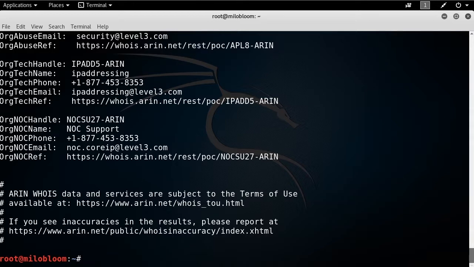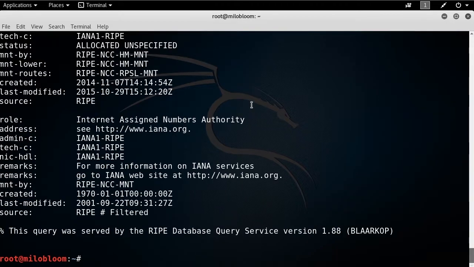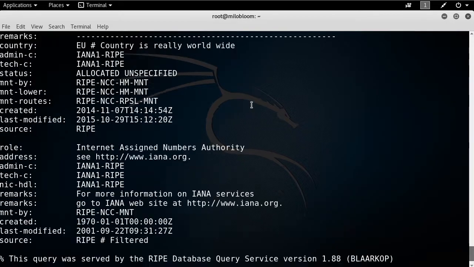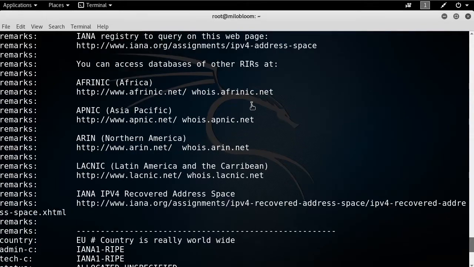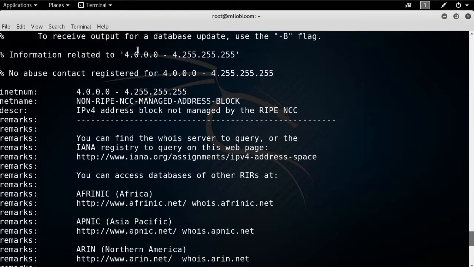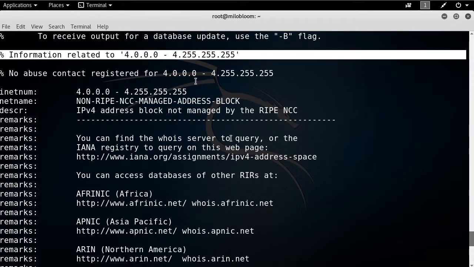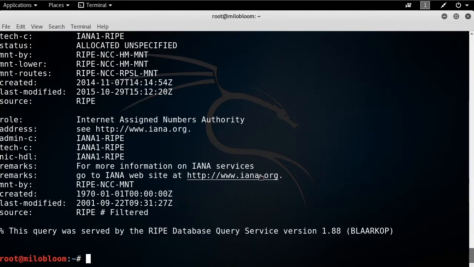If I were to check, for example, RIPE, then I'm probably going to get an error back because the IP address isn't actually owned by RIPE, which is the European registry. So you can see that they have no information related to that particular block because it's actually coming out of the ARIN registry, and that was where we looked before. Using Whois, we can gather a lot of information about IP addresses and domain names and host names and so forth.